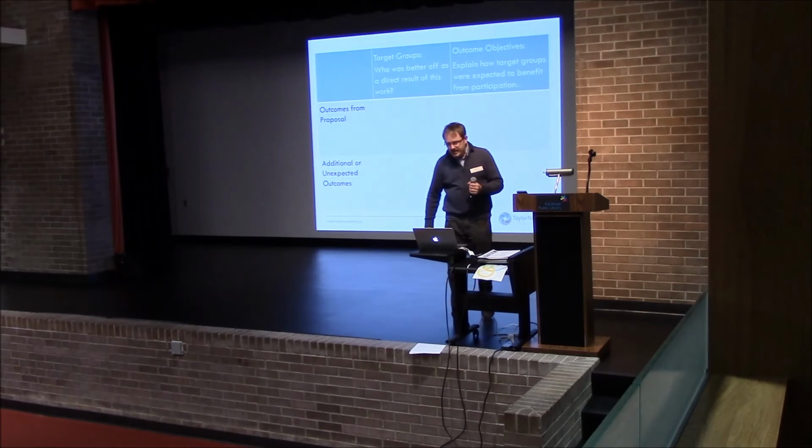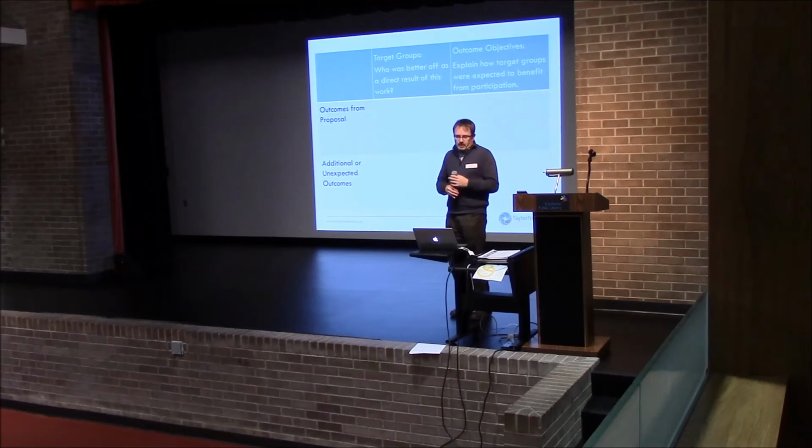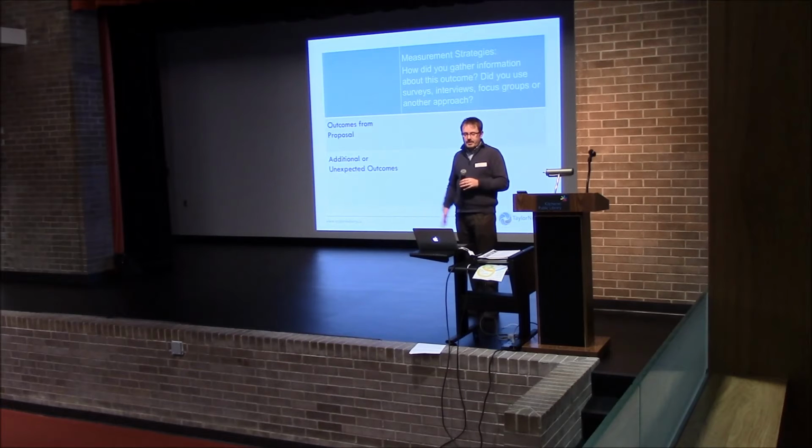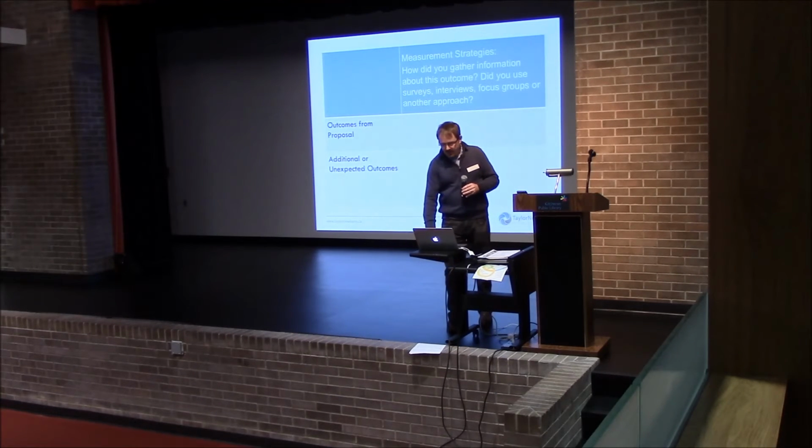And then on the outcome side of things, we've tried to be pretty plain language and specific about what we're looking for. You know, so what were the outcomes you had in your proposal, and who were the people you were going to help? What's the explanation of that outcome? So, you know, how were they expected to benefit? How did you gather information about that? And what impact did you learn?